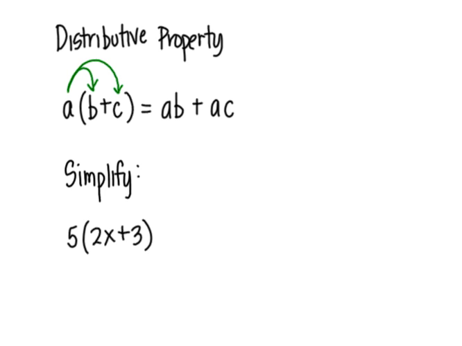Using the example below, we'll do the same thing with that 5. I'm going to take that 5 and distribute it through the set of parentheses. So the problem says 5 times parentheses 2x plus 3. Working it out, we would have 5 times 2x, which would be 10x, and 5 times 3 would be 15. You can't combine it any further because one is an x term and one is a constant. Your final answer is 10x plus 15.